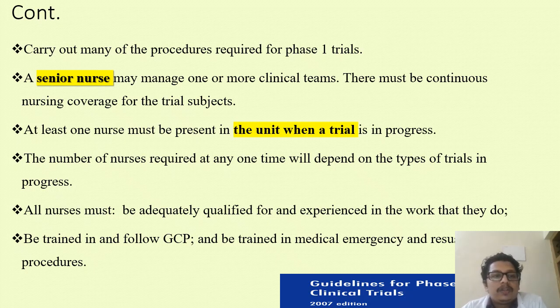So other things to be noticed: there are a lot of procedures to be carried out in a phase 1 trial unit. Also, a senior nurse may manage one or more clinical teams. There must be continuous nursing coverage for the trial subject. At least one nurse must be present in the trial unit when the trial is in progress. The number of nurses required at any one time will depend upon the type of the trial in progress. All nurses must be adequately qualified and experienced in the work they are doing.